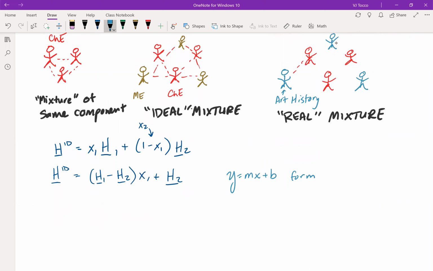Right, so if I had a measurement for what H1 and H2 are, then my y-intercept would be H2 as a function of x. Right, so if I'm plotting H as a function of x, at x equal to 0, my enthalpy would be some H2. And then depending on whether H1 or H2 were greater, as my X1 went to 1, I would go to H1, where my slope is H1 minus H2. And like I said, H1 doesn't necessarily have to be greater than H2. It depends on what the identities of the species are.